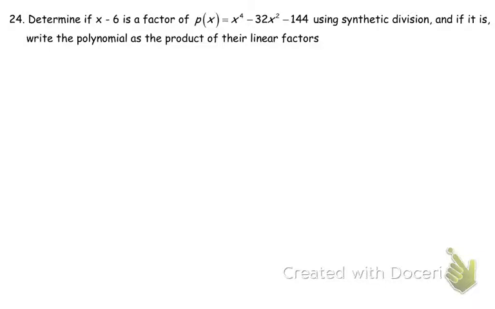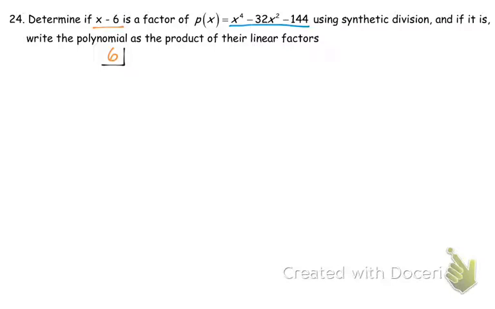In number 24, we need to determine if x minus 6 is a factor of p of x is equal to x to the fourth minus 32x squared minus 144 using synthetic division, and then if it is, write the polynomial as a product of its linear factors. So we're going to start with taking our first factor, which is x minus 6, and we're going to synthetically divide that in our polynomial.